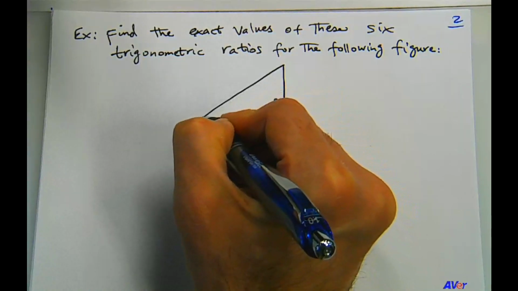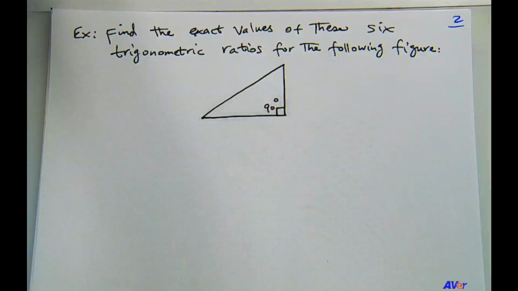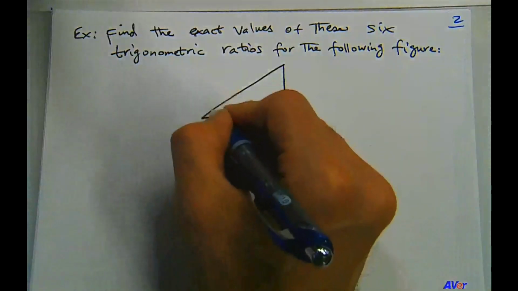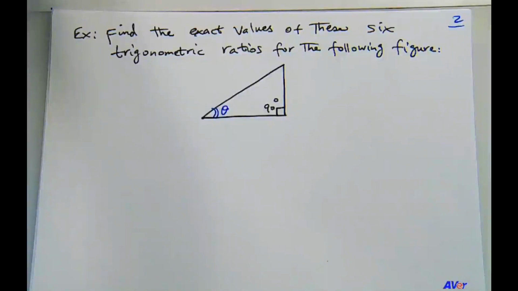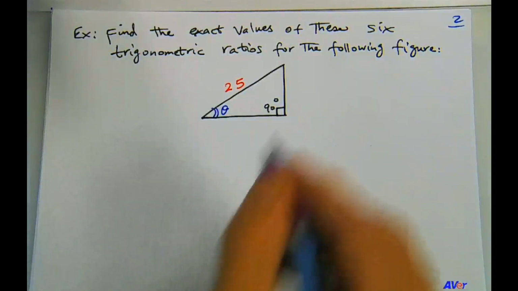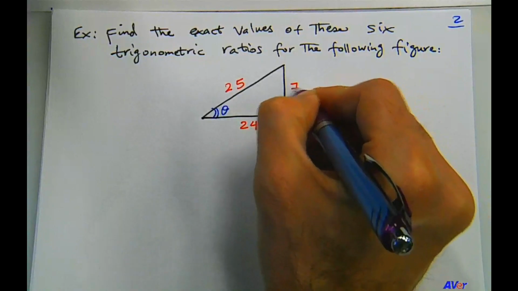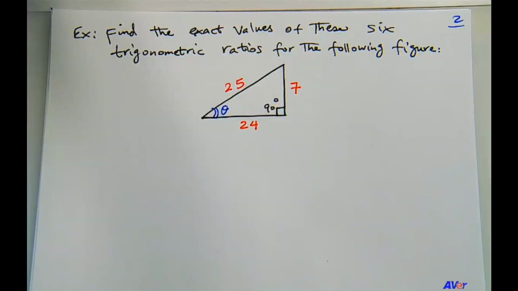We have that line as the hypotenuse. We are told that this is the angle theta. We are told that the measure of this side, or the hypotenuse, is 25, and this one is 24, and this one is 7.